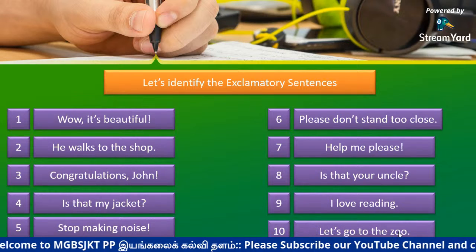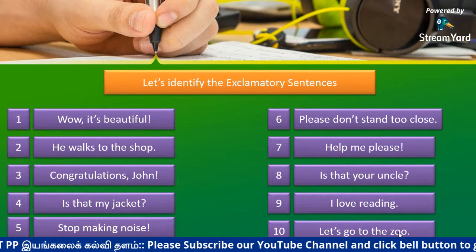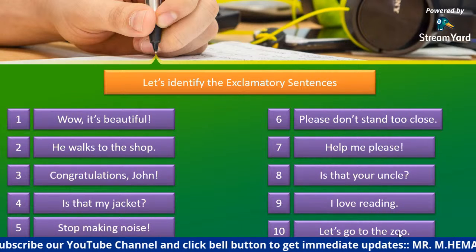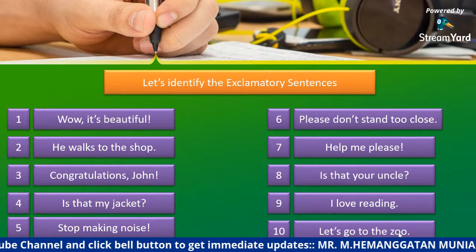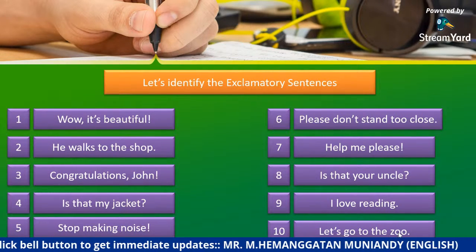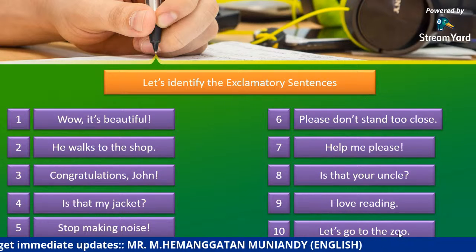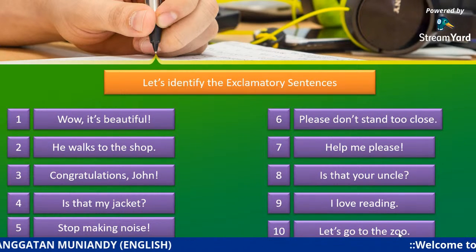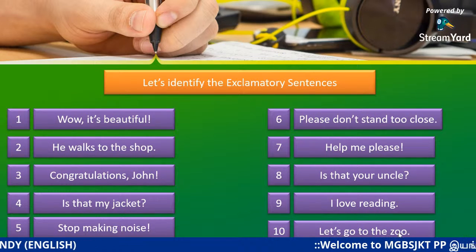All right. These are the 10 sentences I have for you. All right. First one. Wow, it's beautiful. Okay. You can see the exclamation mark there. Okay. This is an exclamatory sentence, so make sure you have an exclamation mark in it.